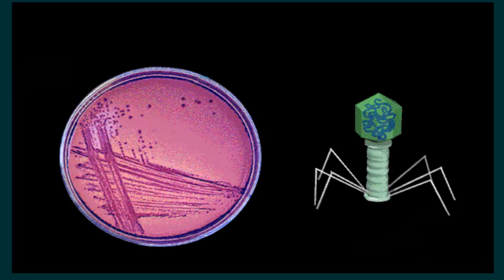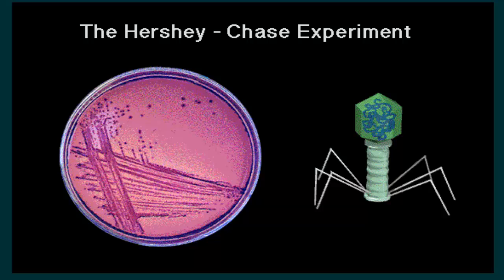Many people did not believe that DNA was the hereditary molecule because it did not seem complex enough to provide a blueprint for life. In the 1950s, Alfred Hershey and Martha Chase did an experiment that established beyond question that DNA is the hereditary material. They worked with an intestinal bacteria called E. coli and a virus that infects bacteria called a bacteriophage or simply phage.